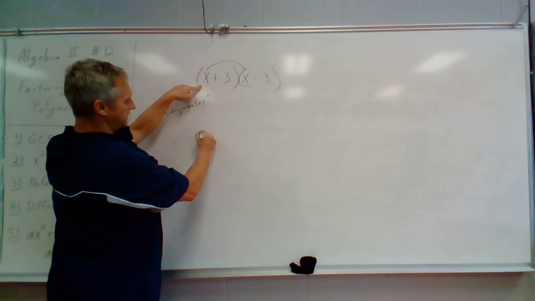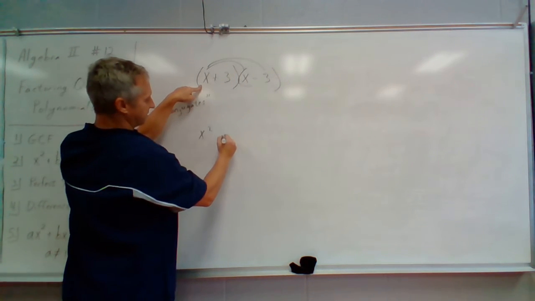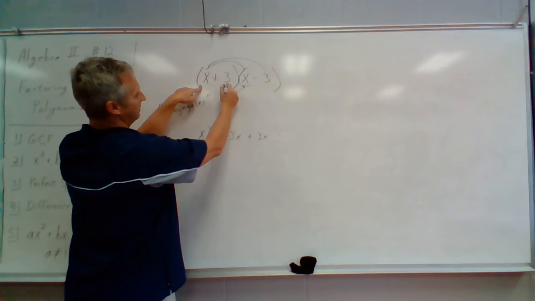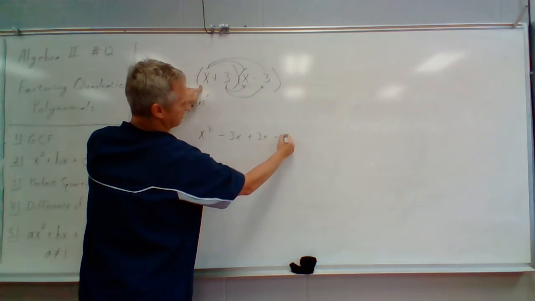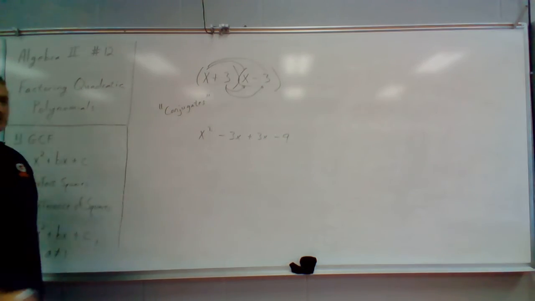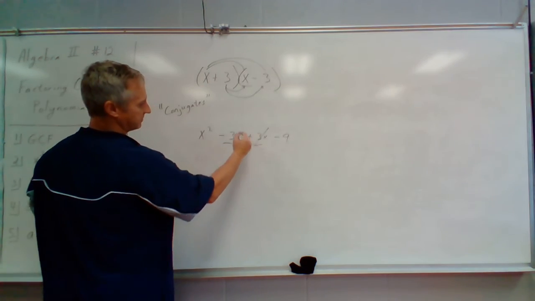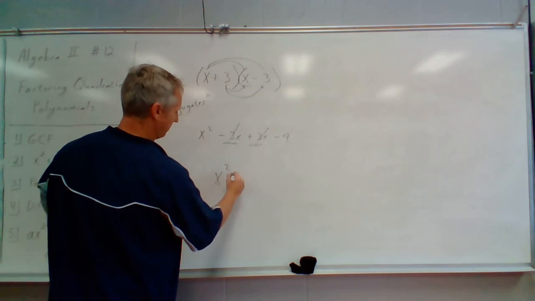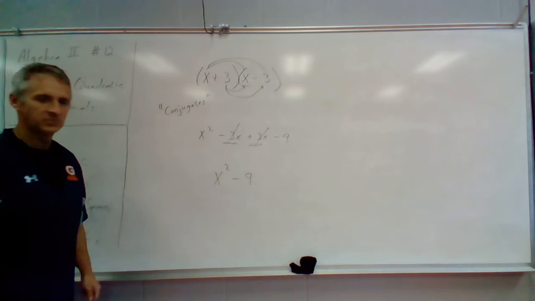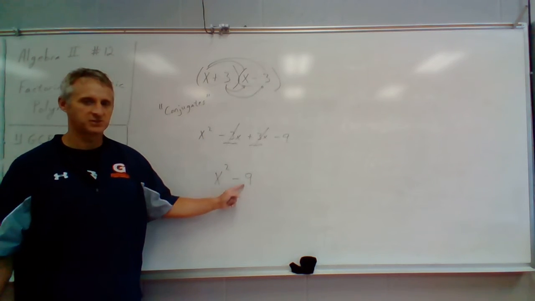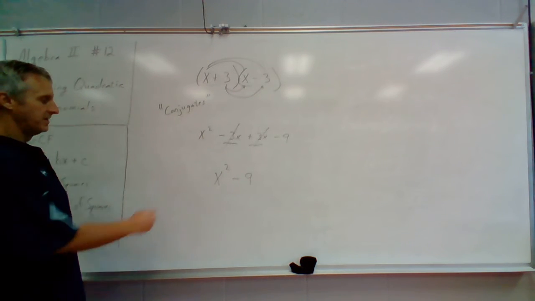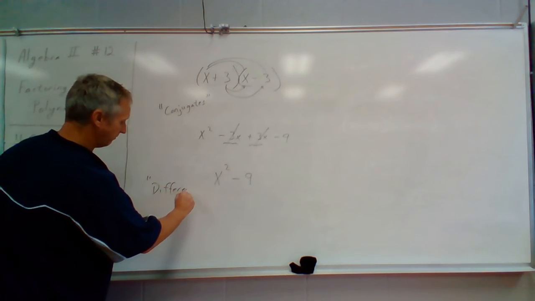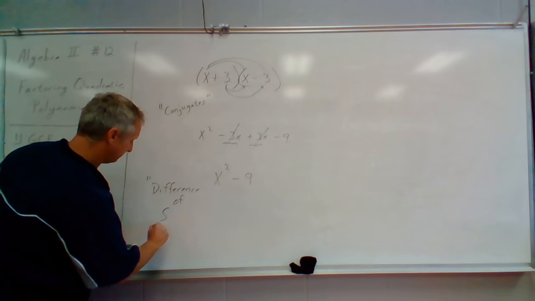So x times x is x squared. x times minus 3 is minus 3x. 3 times x is plus 3x. And 3 times negative 3 is minus 9. Notice that the two middle terms cancel out. And I'm left with x squared minus 9. Notice that 9 is a perfect square. It's 3 squared. This is called a difference of squares.